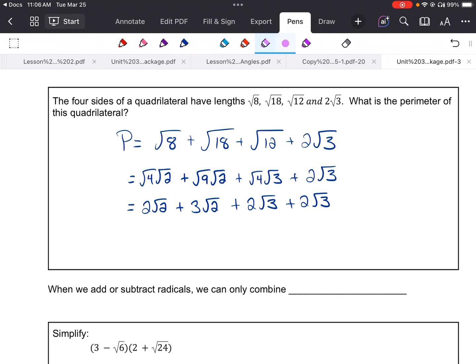Okay, so we have root 2's and we have root 3's. So when we put these together, the root 2's, we have 2 root 2 plus 3 root 2, so that makes 5 root 2. And we have 2 root 3 plus 2 root 3, so plus 4 root 3.